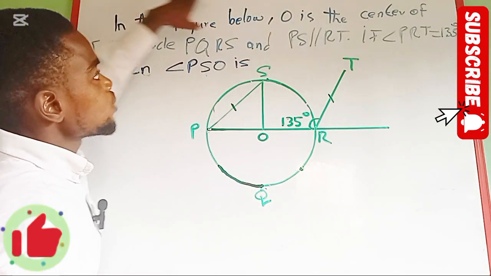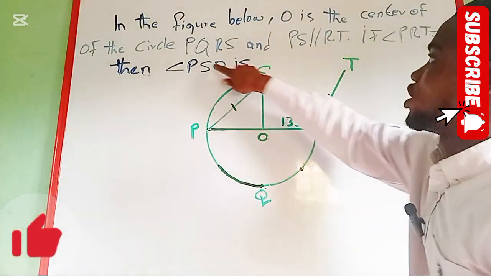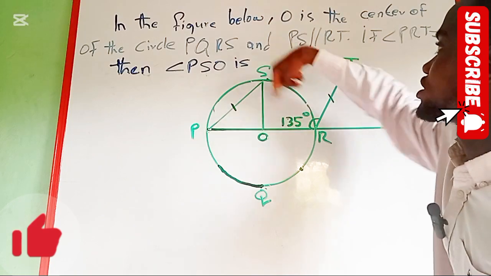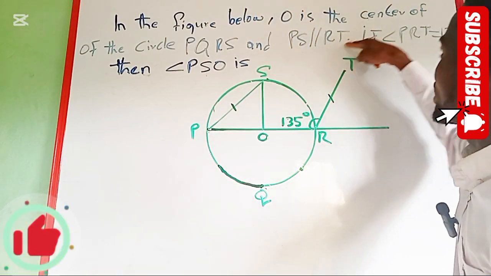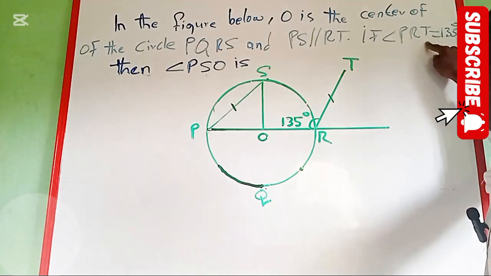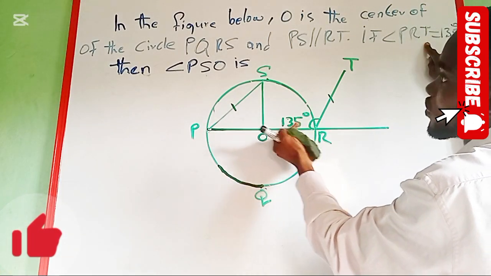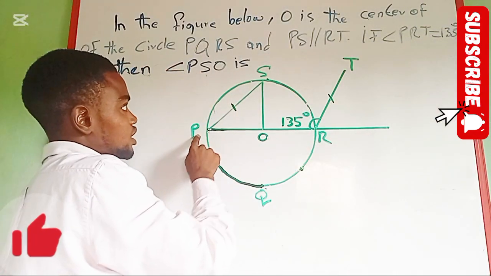Let's read. In the figure below, O is the center of the circle. This is the center of PQRS. That is the shapes we have here. That is the circle. And PS is parallel to RT. If angle PRT is 135, then find PSO. So we're looking for what?